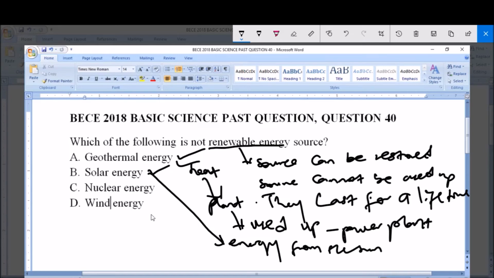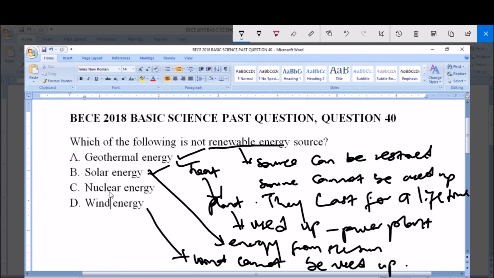Now let's skip to D. D is wind energy. And like we know, energy from the wind is also a renewable energy source, because wind can never be used up. This wind can last for a lifetime.